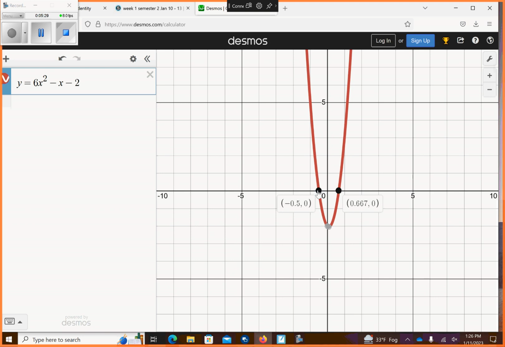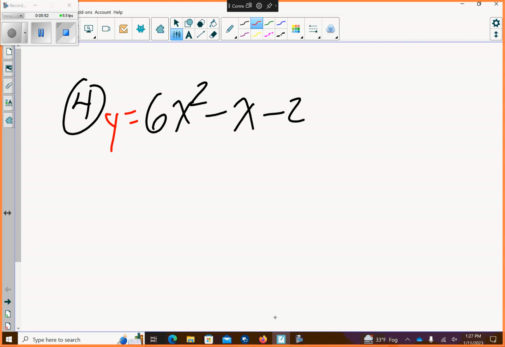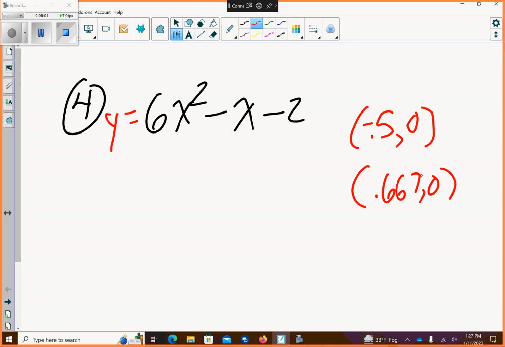If factoring wasn't your first favorite thing in math, think about doing it this way. It might give you a little bit different opportunity. So I have negative 0.5 and I have negative 0.667. And I think 0.667 should be what fraction? 2/3. And negative 0.5 should be what fraction? Negative 1/2. Okay? So I know that I have negative 0.5, comma 0, and I know I have 0.667, comma 0, and those are the zeros.